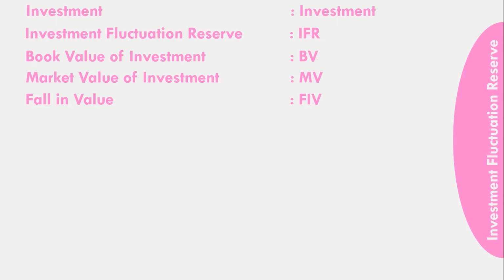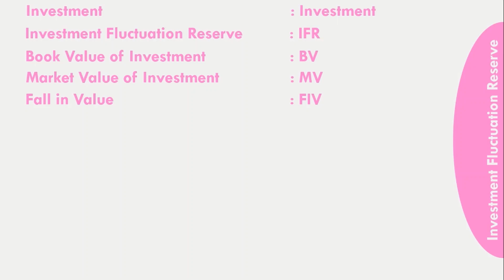Now, before the new partner joins, we will distribute this investment fluctuation reserve among us, because this is part of profit and this profit was earned with our old partners' effort. That's why this will be distributed among old partners only. But let's see how we will distribute this.